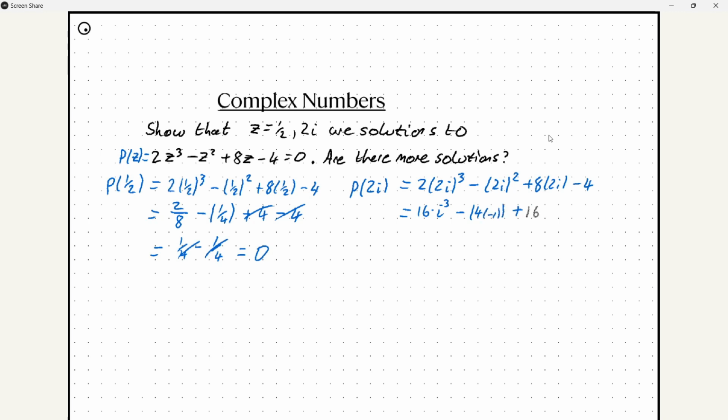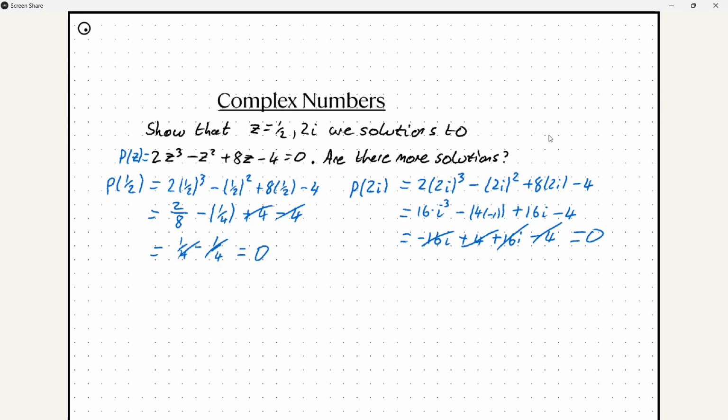Plus 16i minus 4. So i squared is minus 1, so this first term will cancel down to minus 16i. Then we have minus 4, which turns to plus 4. And then we have plus 16i minus 4. So plus 4 minus 4 cancel. Minus 16i plus 16i cancel. So equals 0. So that's, again, showing that 2i is a solution to this equation.